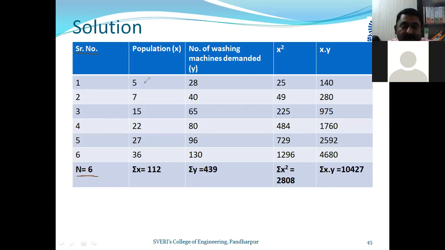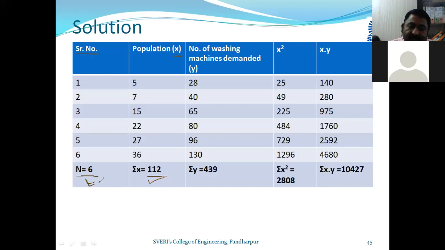Then this is the population of that particular city, 5 million. Here in bracket you can write it is in million. So 5 million, 7 million, 15 million, this is the population of that particular city. Then number of washing machines demanded. I will say the population is x. If I go for summation of x, then you can add 5 plus 7 plus 15 plus 22 plus 27 plus 36. Your summation x value will become 112, and your n will be 6.